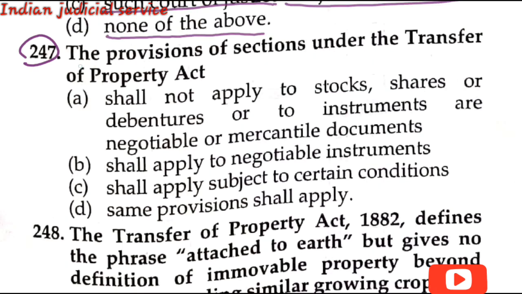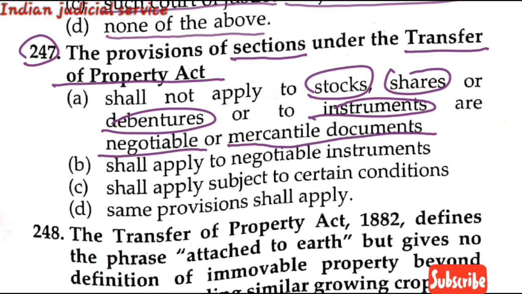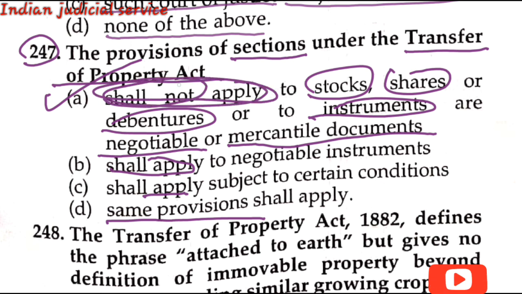Now question number 247. The provision of section under the Transfer of Property Act shall not apply to stock, share, debenture or instruments that are negotiable or mercantile documents. Option B, shall apply to negotiable instrument. Option C, shall apply subject to a certain condition. And option D, some provisions shall apply. So our answer here is option A, shall not apply to stock. And which provision? The provision of section under the Transfer of Property Act.